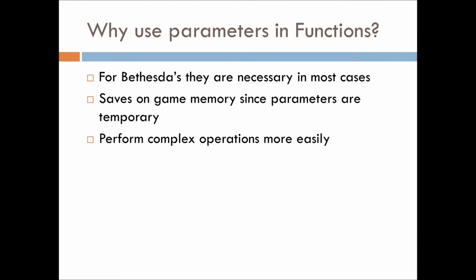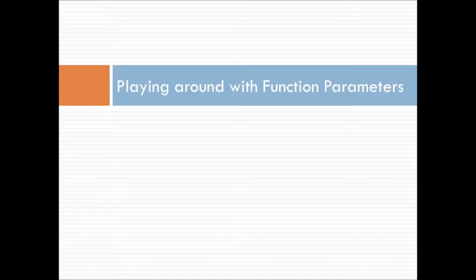And whenever you have complex operations, adding multiple values, if you're doing a long complex formula, you might want to give it the parameters, and then it will do the calculation in the formula. It gives you a lot of room for expansion and creativity using parameters and functions, because you can give them whatever value you need in order to perform what operation you want on actors, objects, and so on and so forth. So let's play around with function parameters now that we've talked a little bit about them.